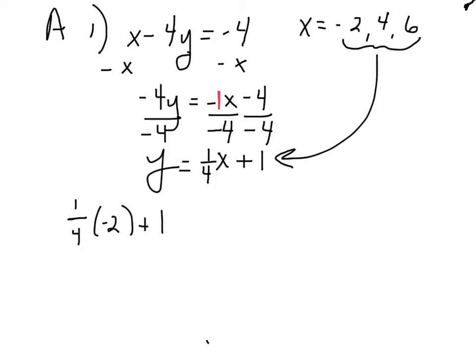Now once again, you can do this in your head. Negative 2 times 1/4 is negative 1/2, because that's negative 2/4. So it'd be negative 1/2 plus 1. 1 minus a half is positive a half.